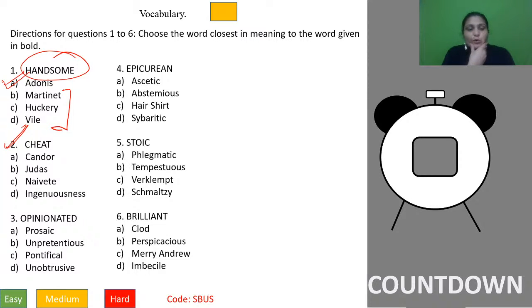Okay, 2 is C, naivete. Anybody else with a different opinion here? All those who are joining new: in question number 2, for cheat, you have to give me the synonym out of the 4 options A, B, C, D. Okay, Miss Bhatt has amazing English, or maybe she has amazing knowledge of Christian mythology.